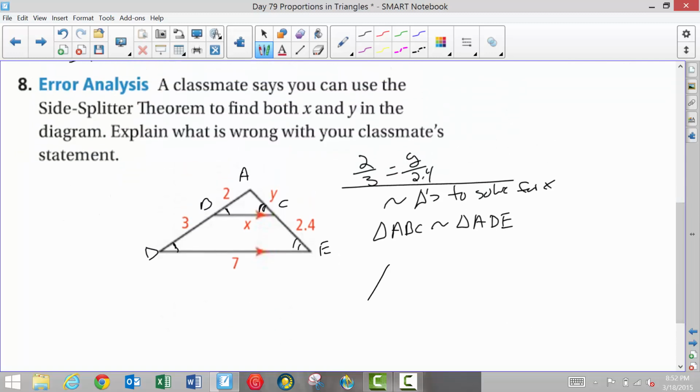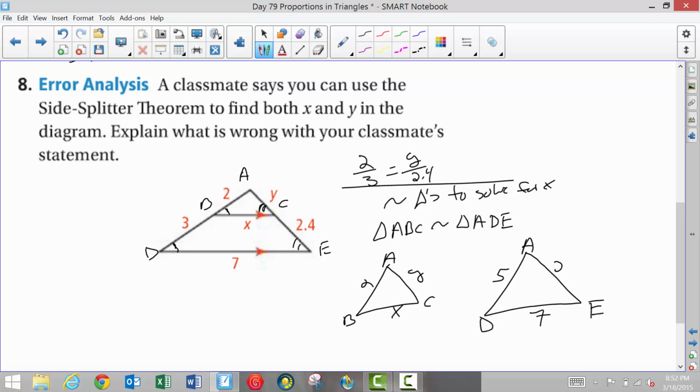Now I can redraw my triangles. So I have A, B, C. I have 2, Y, X. And then I have my big triangle with A, D, E. So A to D is 5, 7, and this is 2.4 plus Y. So to solve for X, I have 2 over 5 equals X over 7. And that's how you solve for X, using similar triangles, not side splitter rule.